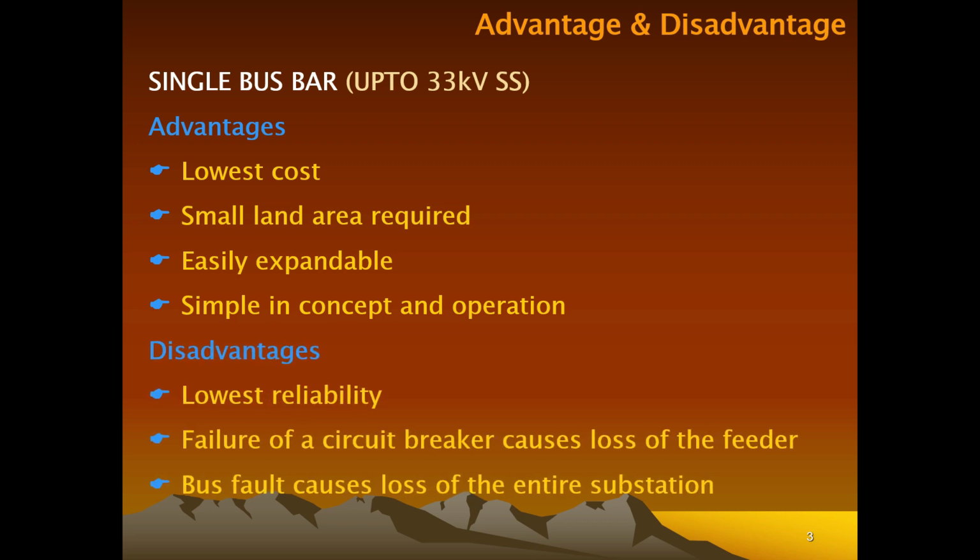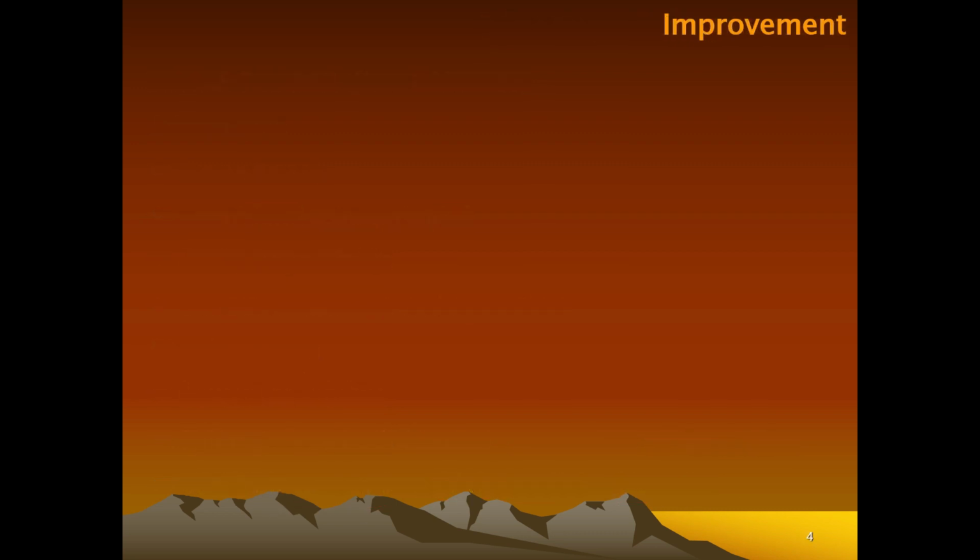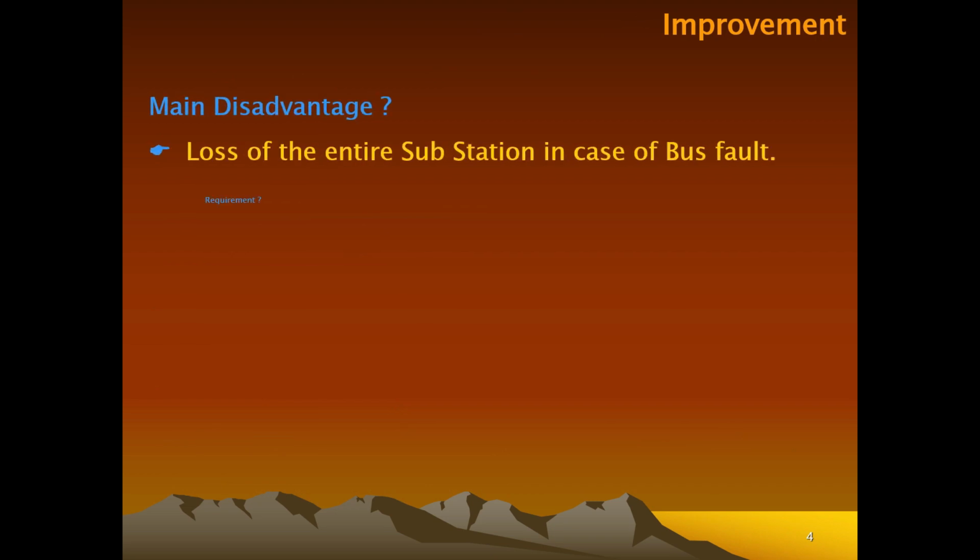But the disadvantages: this has the lowest reliability, as we have already seen. Suppose this is a single bus bar with multiple elements connected, and there is a fault on this bus bar. Then all the feeders connected to this bus bar will have interruptions or disruptions in power flow. So this is the lowest reliability. Second, failure of a circuit breaker causes loss of the feeder, and a bus fault causes loss of the entire substation. So what improvement can we make?